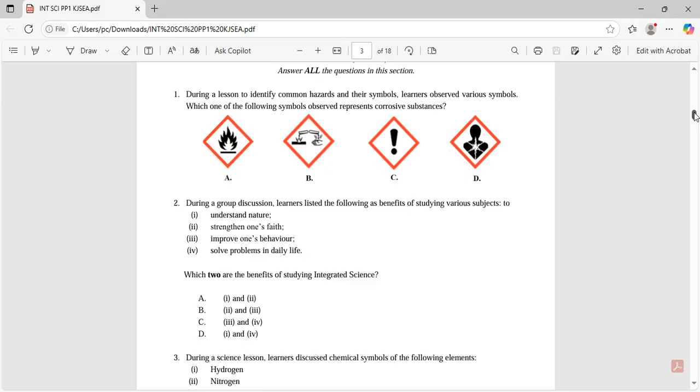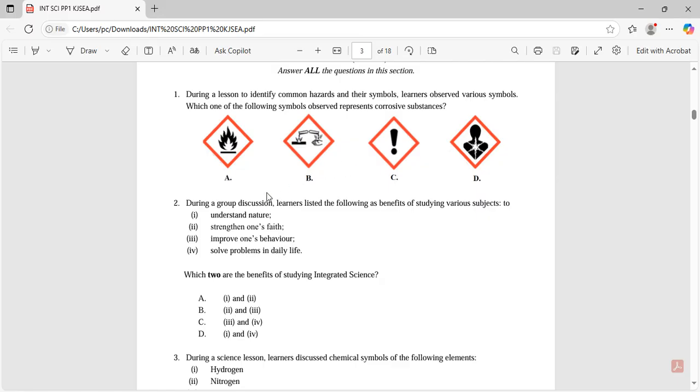Not the chemical symbols, but the hazard symbols. So you're being asked, among these symbols, you can see, during the lesson, identify common hazards. Learners observe various symbols. Which of the four symbols represent corrosive substances? Definitely not A, so I give it B is the one. I give highlight on B. So number 1, B. The corrosive one is the one that shows surfaces being corroded by substances.